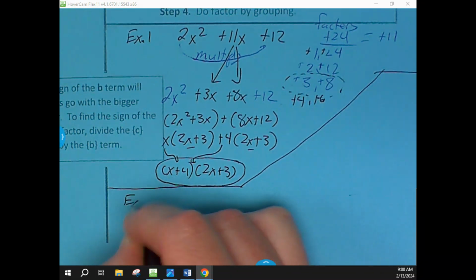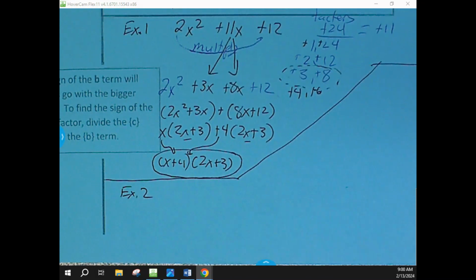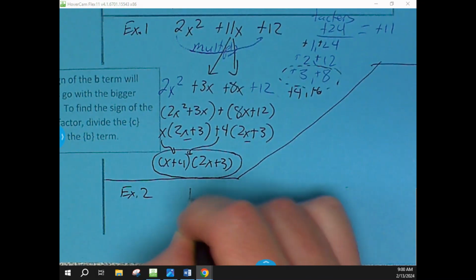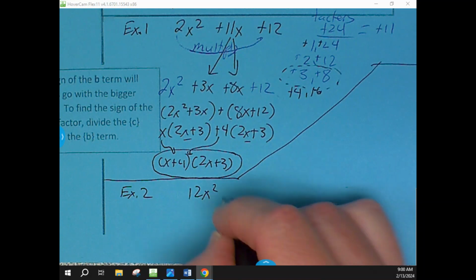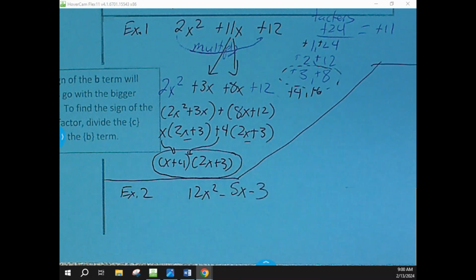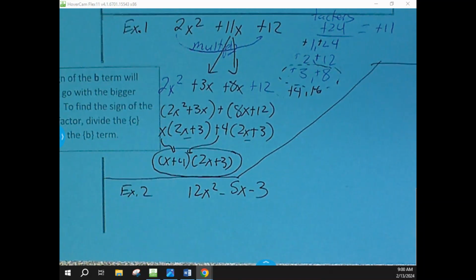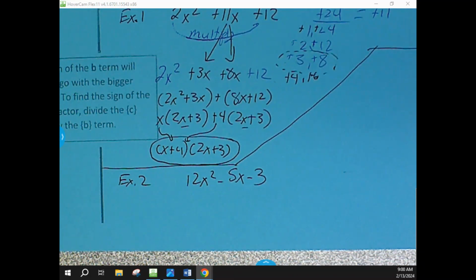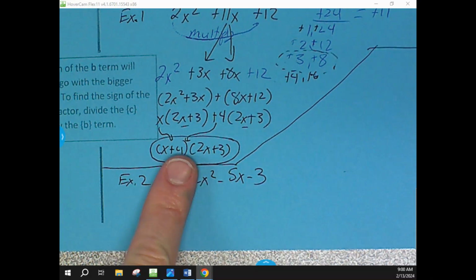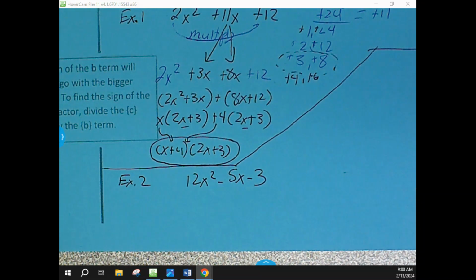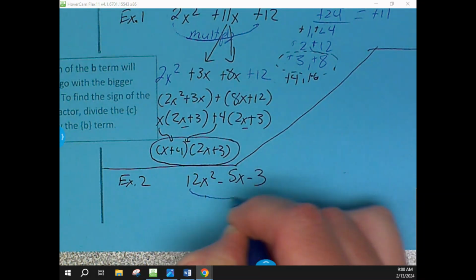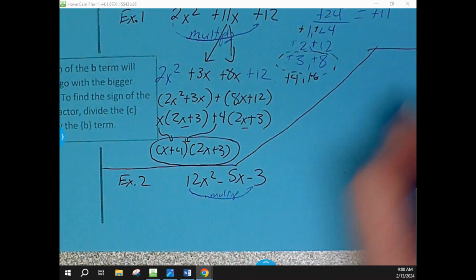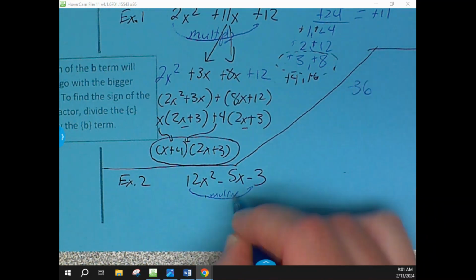All right, so for example 2. Let's do 12x squared minus 5x minus 3. Okay, again, no greatest common factor, so there's nothing we can do with that part. If that first term was x squared, we'll show you the easier thing we would do. But for now, we've got the easy part we'll do for this thing. So we're going to do 12 times negative 3. Again, we're going to multiply those two numbers. That's a negative 36, and we'll put that way up here so we got it.